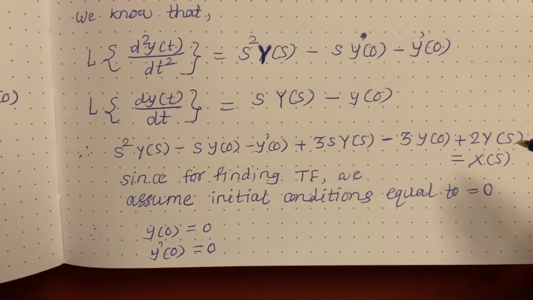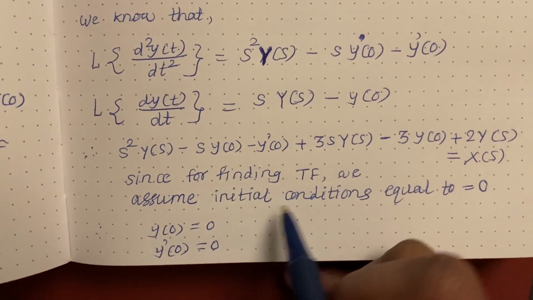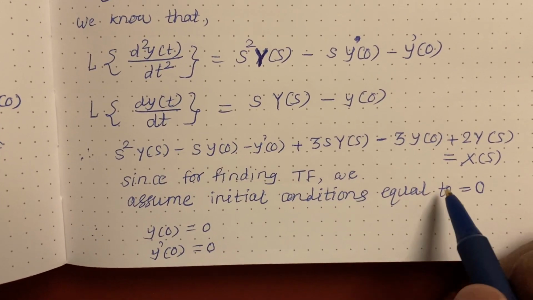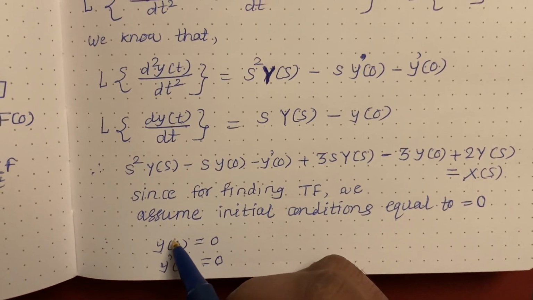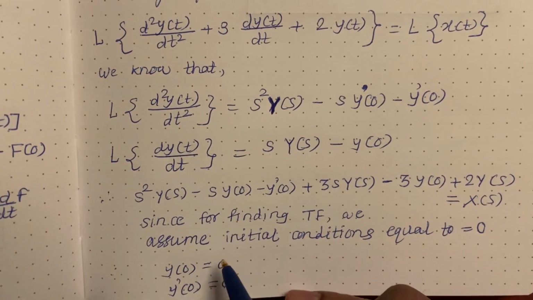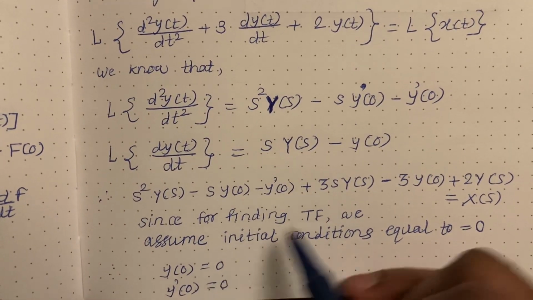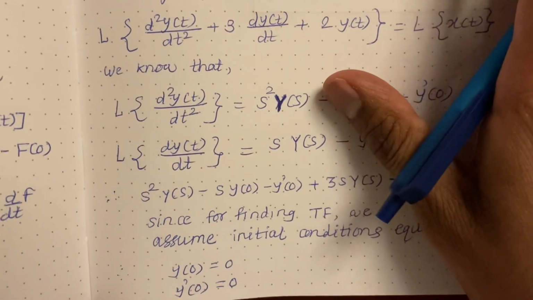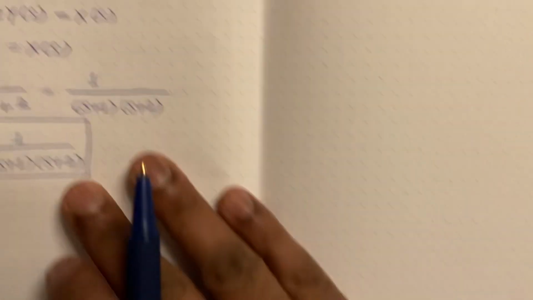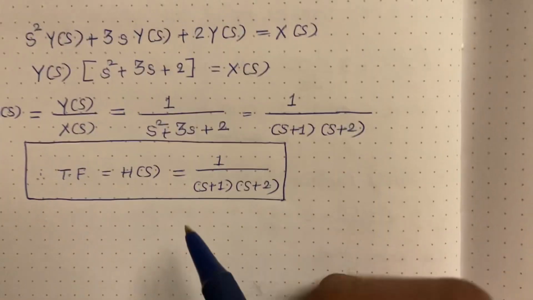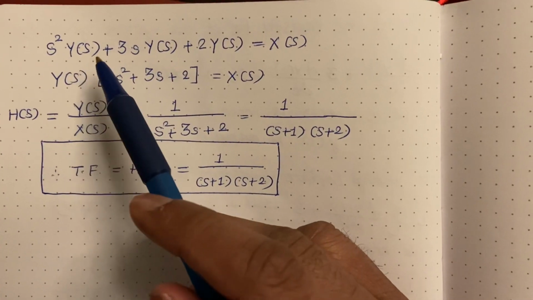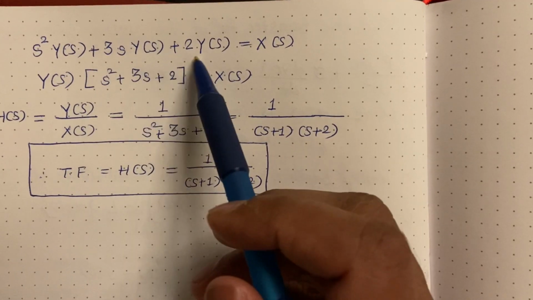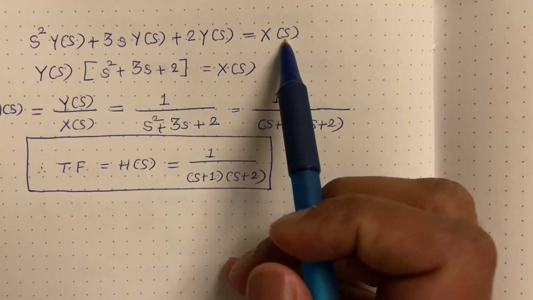Since we have been asked to find a transfer function, we have to assume initial conditions equal to 0. So in the above expression, y of 0 equals 0 and y dash of 0 equals 0. We replace these with 0 in the above equation. If we do that, we get the equation s square y of s plus 3s y of s plus 2y of s equal to x of s.